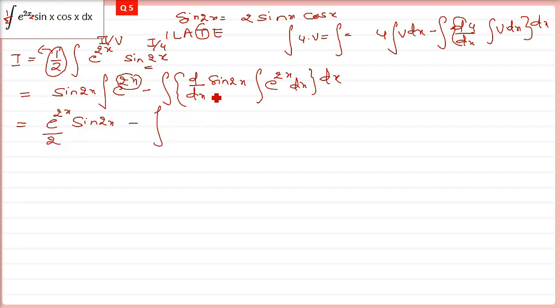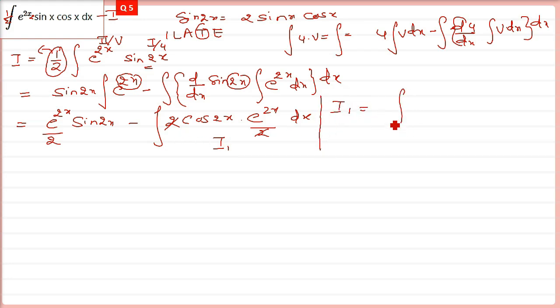Minus integration of, so the differentiation of sin 2x is cos 2x, and then 2x will also be differentiated, so it will be 2. So this will be 2 cos 2x, and e raised to x will be e raised to x only. The e raised to x by 2, we have cancelled. Now this whole is another integration. Because we called the original I, let us call this I1. So I am integrating this I1 separately, then we will put the result in the required place.